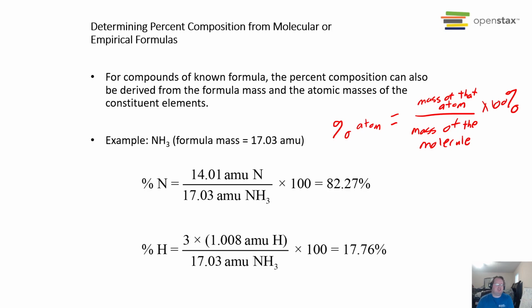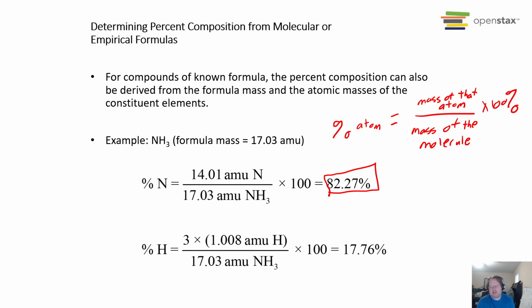In the case of nitrogen, there's only one nitrogen atom. It has a molar mass of 14.01 AMUs, or 14.01 grams per mole. The total molar mass of NH3 is 17.03. If I divide those two together and multiply by 100, I get that this should be 82.27% nitrogen by mass. So if I do an analysis of a substance that I think is NH3, that should be the answer I get. We then check for the hydrogen.